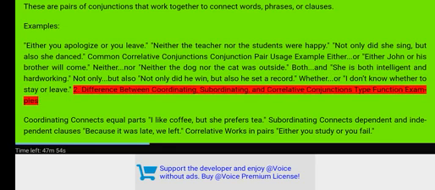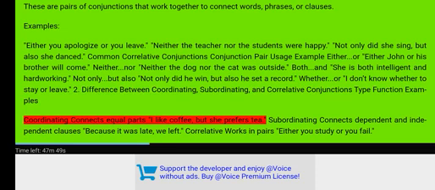2. Difference between coordinating, subordinating, and correlative conjunctions: type, function, examples. Coordinating connects equal parts. I like coffee, but she prefers tea.